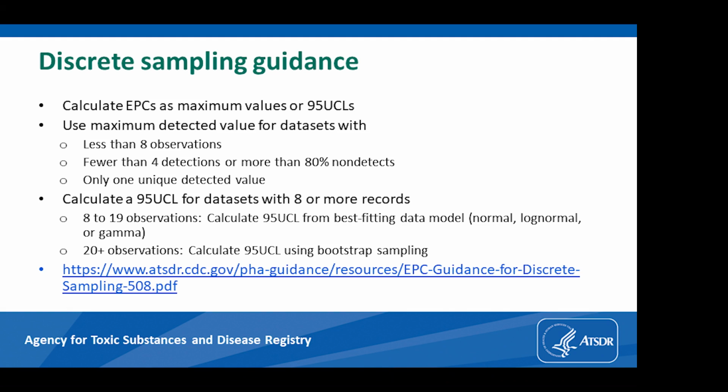The algorithm includes a lot of other details related to things like the number of detects and non-detects in the data, quality control checks, and so on. But for the sake of time, we won't get into those today. If you're interested, though, you can read through the guidance document for more information. There's a link to the guidance on ATSDR's website in the last bullet on this slide. And also, you can watch the archived discrete sampling guidance training from earlier in this webinar series, which should be posted on ATSDR's FAGM website at some point soon if it isn't there already.